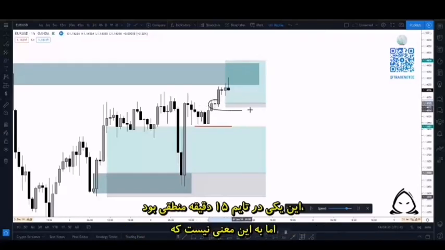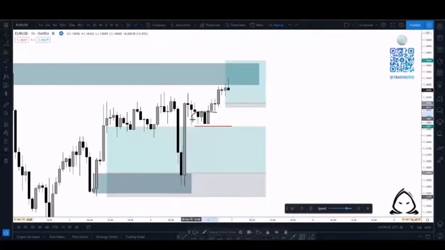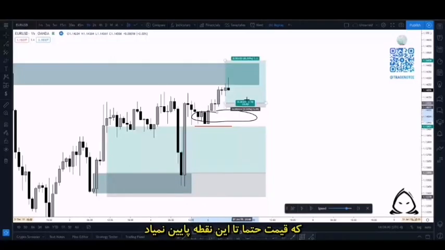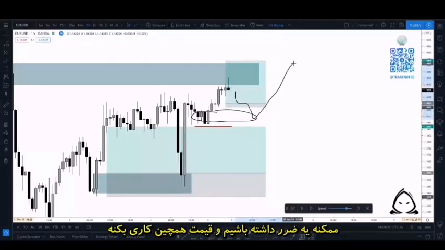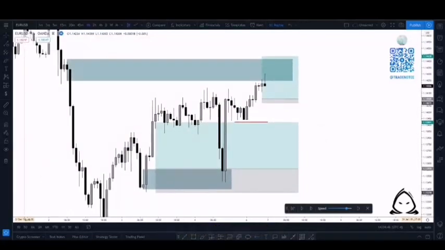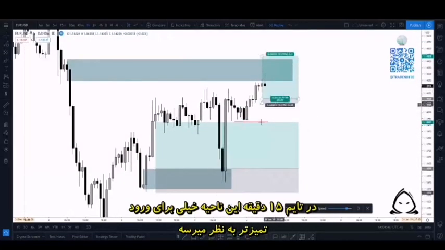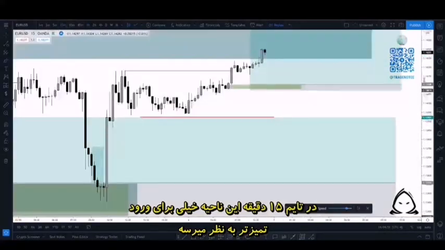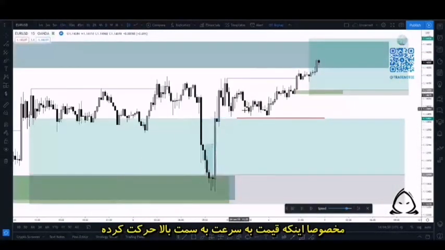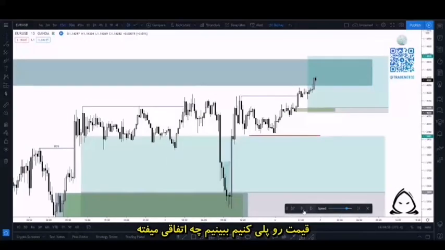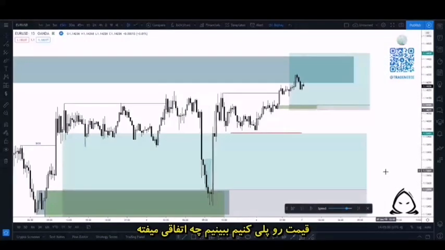This one made more sense on the 15-minute, but that's not saying that price won't come down to this point. So we could take a little bit of a loss and see price do something like that, which is totally fine. It's just that on the 15-minute chart, this area looks a lot cleaner for a scale-in entry, especially given how rapidly price has been moving to the upside. So we'll just play price forward and see what happens.